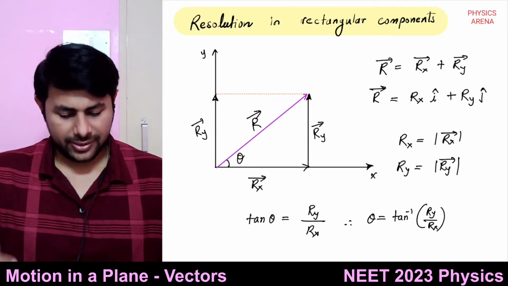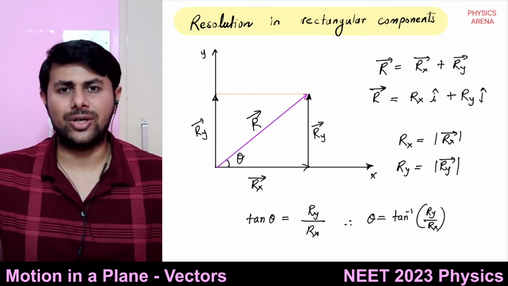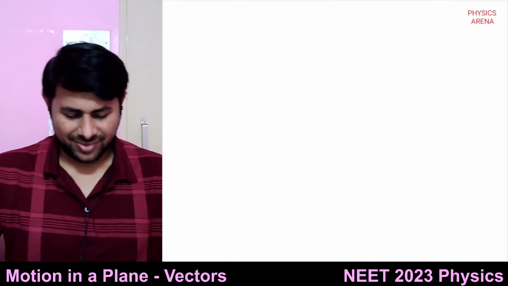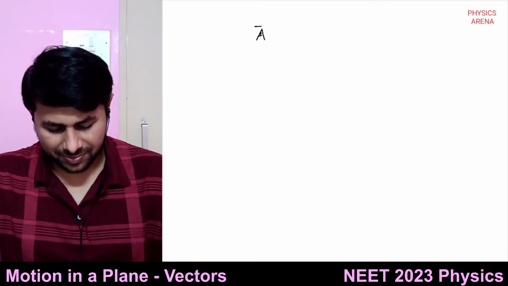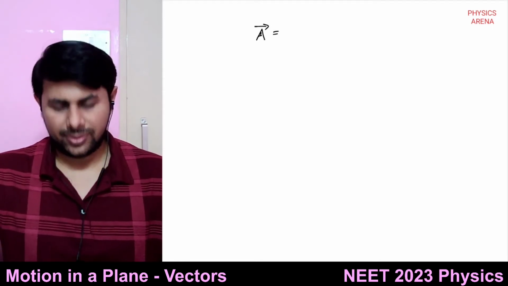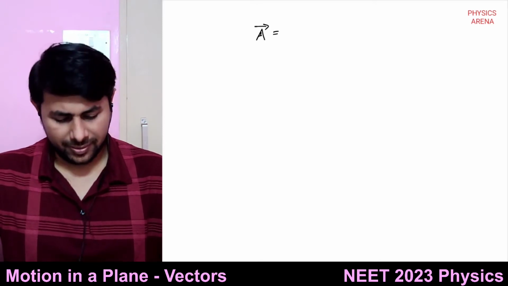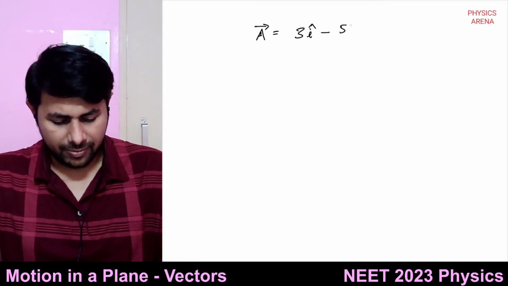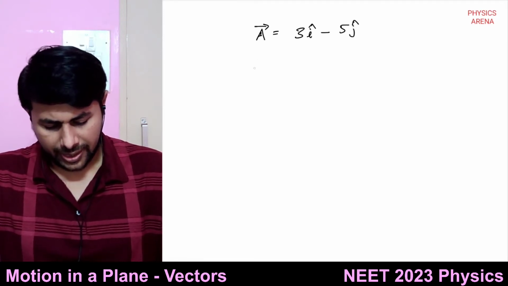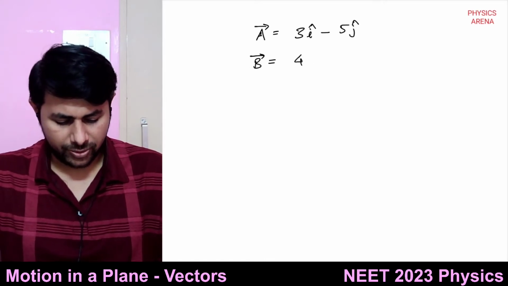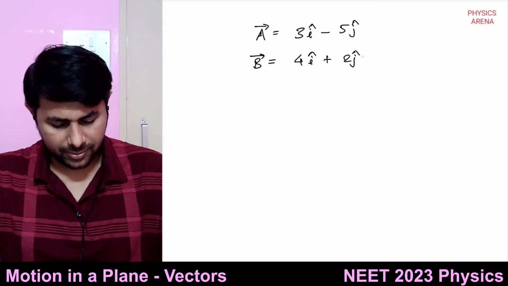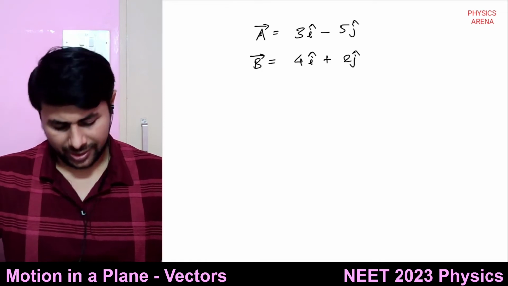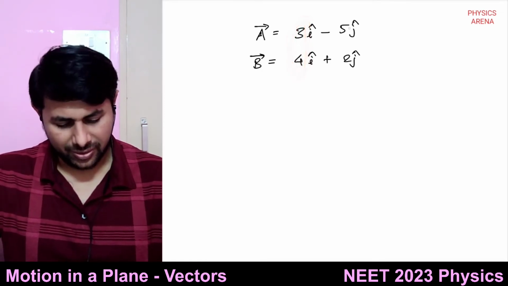See, this resolution of vectors in rectangular components, it is a remarkable idea. How is it remarkable? Let me explain. Let's suppose I write one vector, A bar, some vector directed in a plane, resolved like this: 3i cap minus 5j cap. And I have another vector, B bar, which is 4i cap plus 2j cap. Now I want to add A bar and B bar. How do I add them? Very simple. Just add x component to x component, y component to y component.